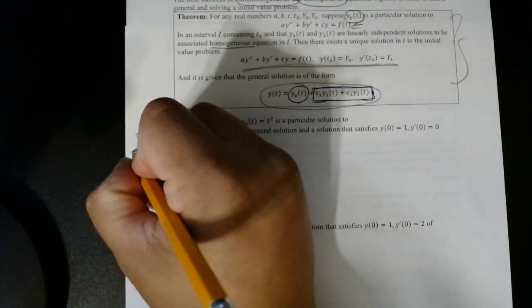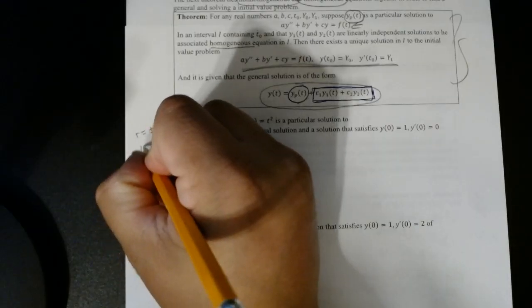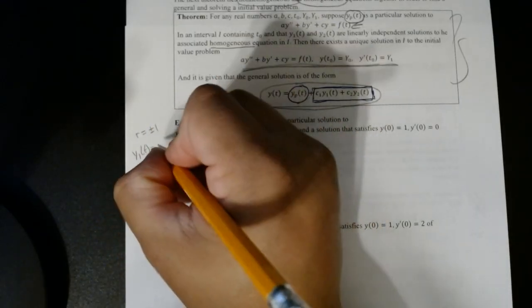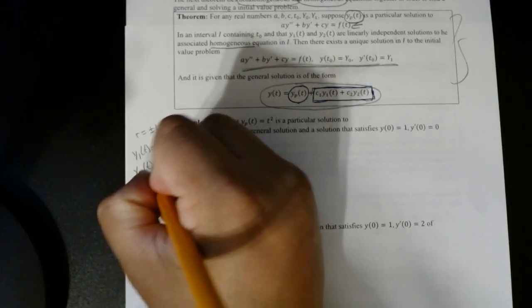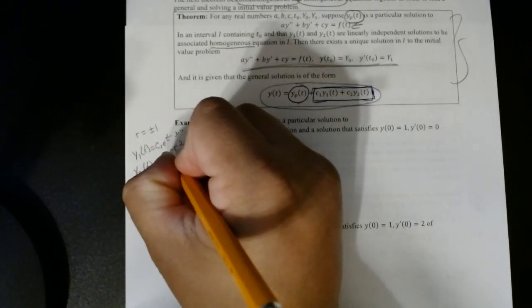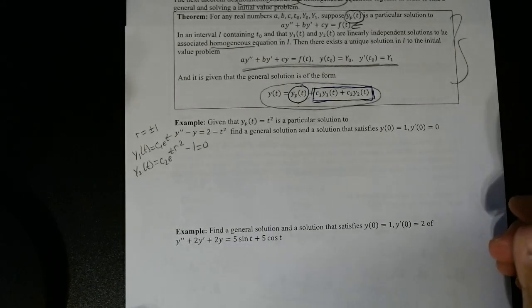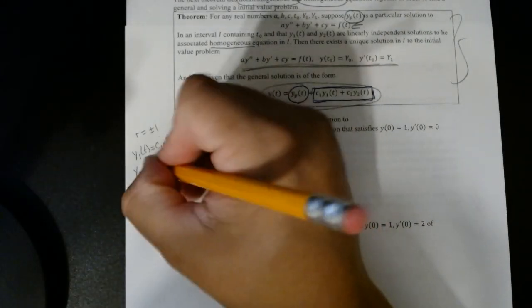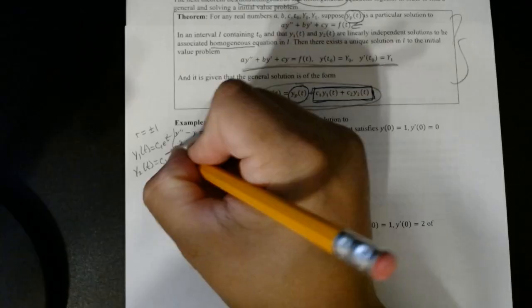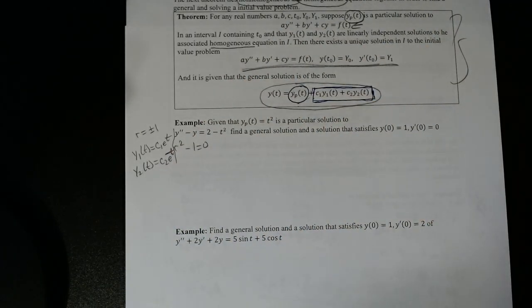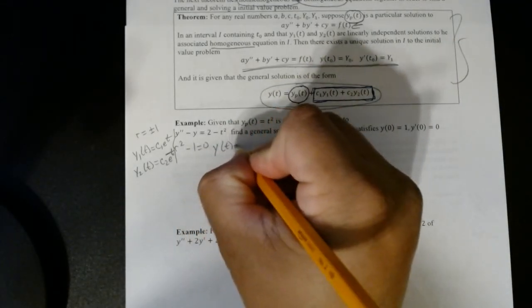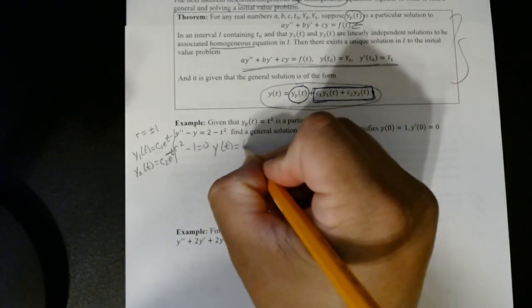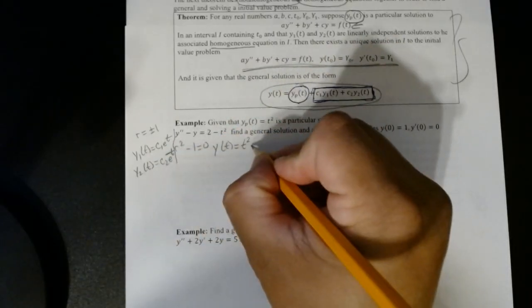So going back, that means we have our two solutions. y1 of t is going to equal c1 e to the t, and y2 is going to equal c2 e to the negative t. Okay, so therefore, putting everything together, our general solution is going to be our particular part, which is t squared, plus both put together.